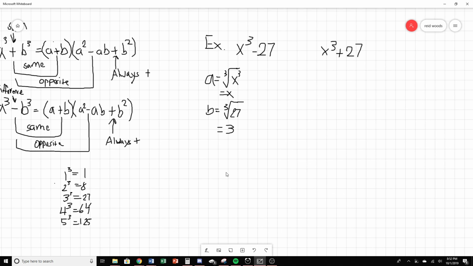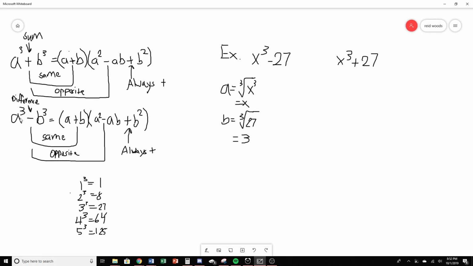Okay. Now, how do I write this out? Well, this is a difference of cubes, so I'm going to be using this bottom one here. We're going to write out a plus b. So a we said was x, so x plus 3. That sign, if you're adding, it's always a plus there. Then it's going to be a squared. Well, what's a? It's x, so I'm just going to square it. Then you have the opposite sign. I've got this messed up here. We need to fix this. This should be a minus, the same sign, and this is a plus.